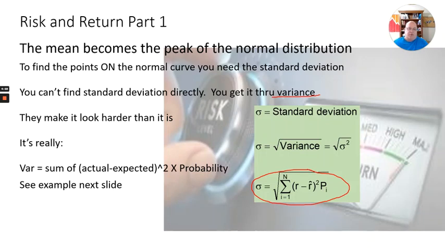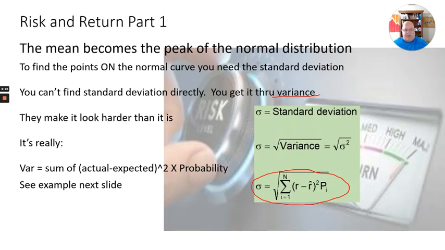You have to square the negative ones, or that would look weird, and times the probability out there. So it's the actual minus expected squared times the probability. And when you sum them all up, you have the variance. And when you take the square root of the variance, you have the standard deviation. So that's all that we're doing here.